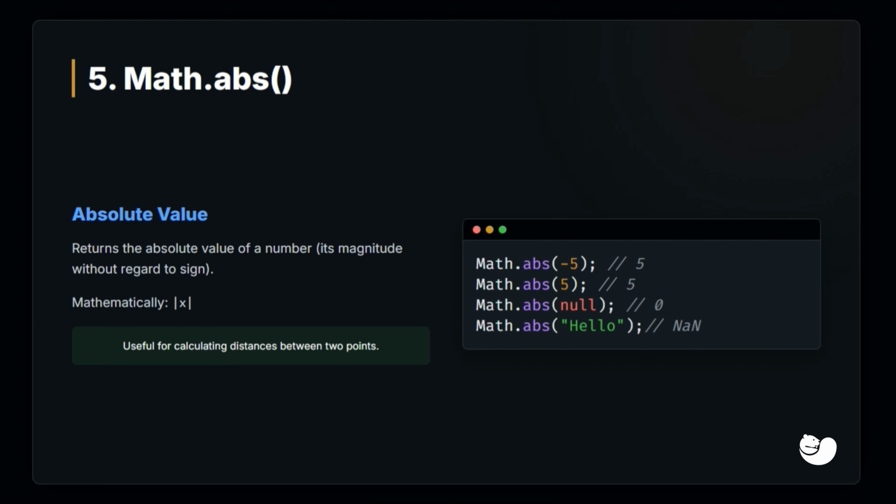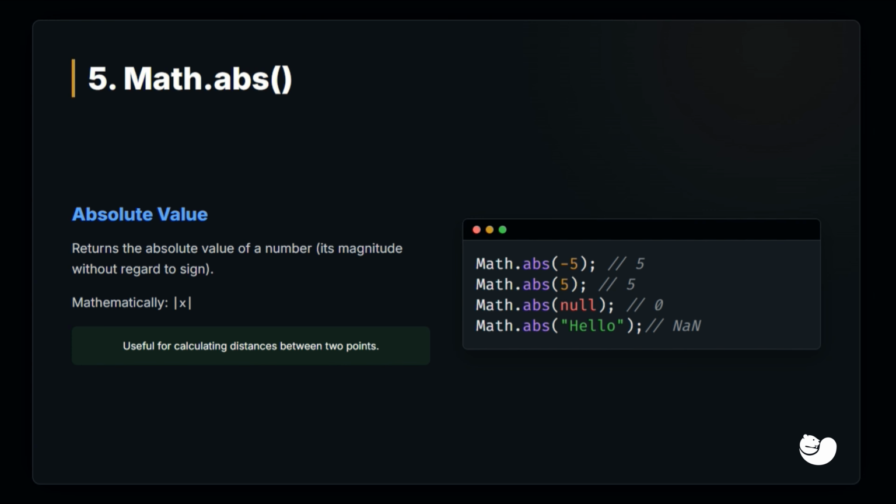In many algorithms, the direction of a value, whether it is positive or negative, is irrelevant compared to its magnitude. Math.abs calculates the absolute value, stripping away the sign to return a strictly non-negative result. If you pass it -5, you get 5. Pass it +5, and it remains 5.